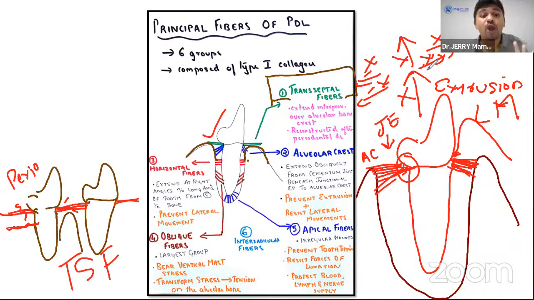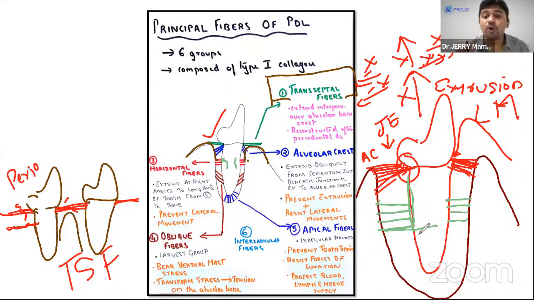Okay, now moving on to the third group of fibers. That is your horizontal fibers. From the term itself, it is very clear. They are horizontal to the tooth surface like this. So this is your horizontal group of fibers. That is, they are at 90 degrees, a right angle to the long axis of the tooth.